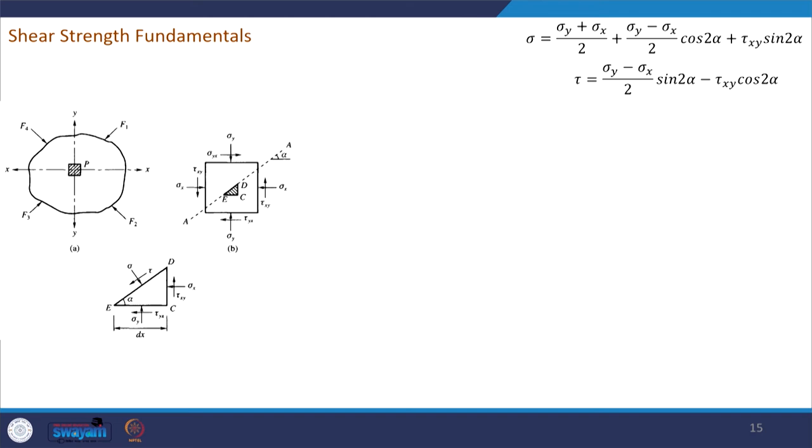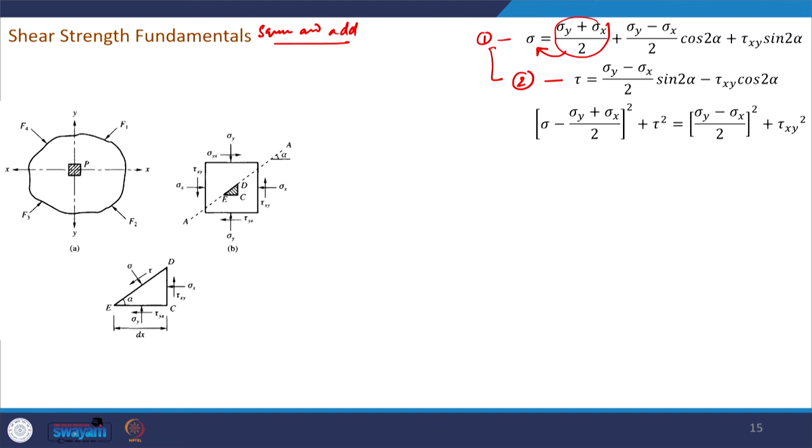Now before I proceed forward to explain this equation or to use this equation, one more step which we can do here. Let us say this is equation 1 and this is equation 2. What you do, you square and add these equations. And before squaring, you just bring this term on the left hand side. After you bring it, then you square and add both these two equations. That part I leave to you to do, and once you do it, very easily you can find that it will lead to this particular expression. Okay. Sigma minus (sigma y plus sigma x) by 2 whole square plus tau square is equal to (sigma y minus sigma x) by 2 whole square plus tau xy whole square. I will come to this expression. I am calling this expression as 3 now.